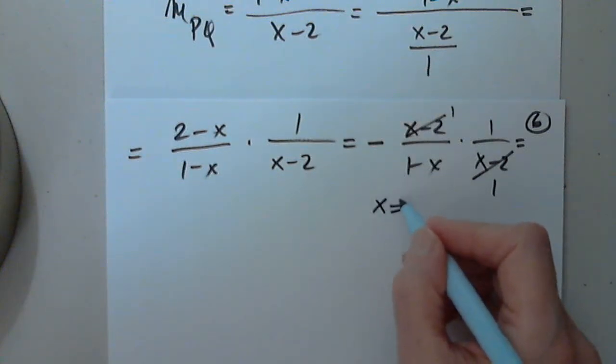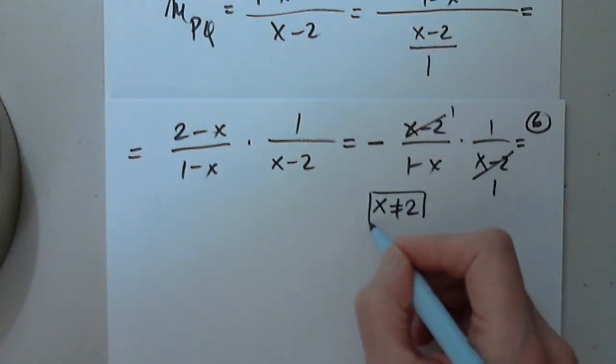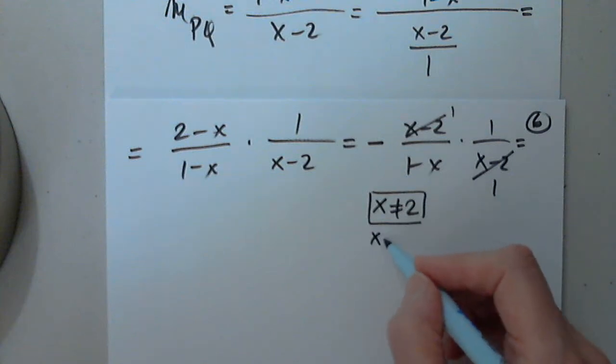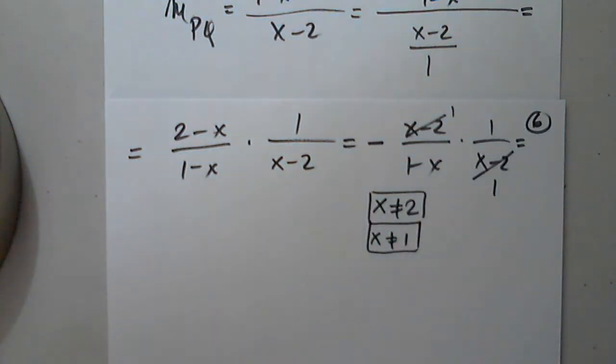Before I simplify, I have to write this restriction. And also, x cannot be 1. We know that. Any questions so far on this simplification? I didn't finish, but is everything okay?